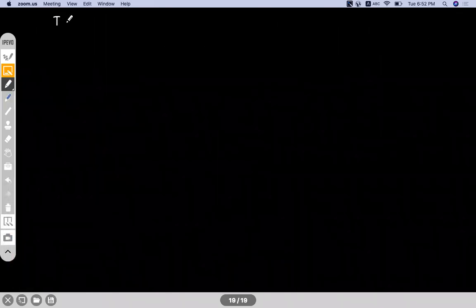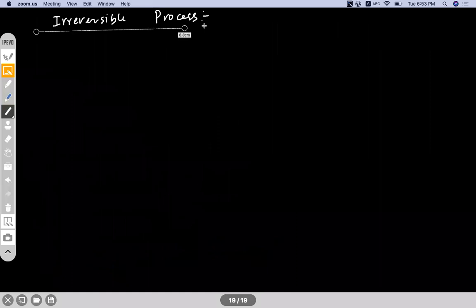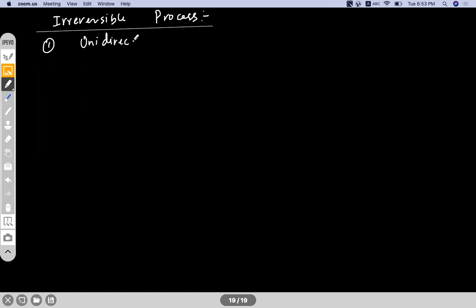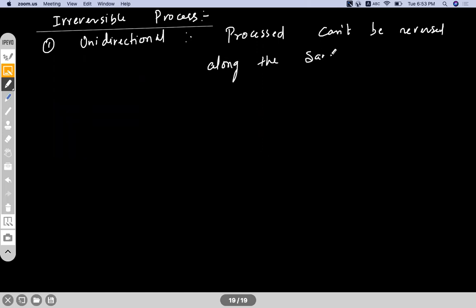Next, write down irreversible. Reversible was bidirectional, so irreversible is unidirectional. This is the actual one, unidirectional, okay? Means what? Process cannot be reversed along the same path easily.